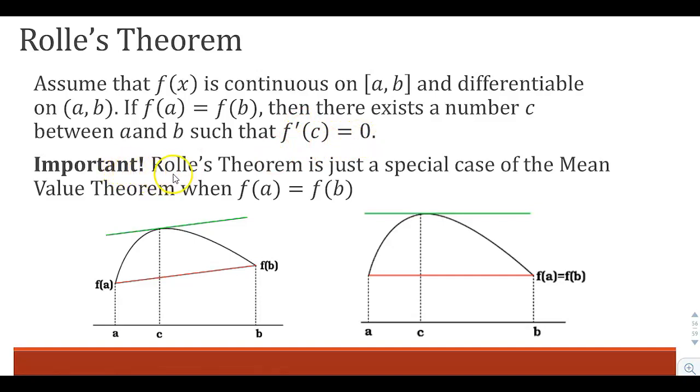An important note is that Rolle's theorem is just a special case of the mean value theorem when f of a equals f of b. If those two endpoints, f of a and f of b, are the same, now the slope of the secant line is 0. So there must be some place c where the slope of the tangent line is also 0. So instead of f of b minus f of a over b minus a, we can simply write 0 because we know the slope of the secant line must be 0.